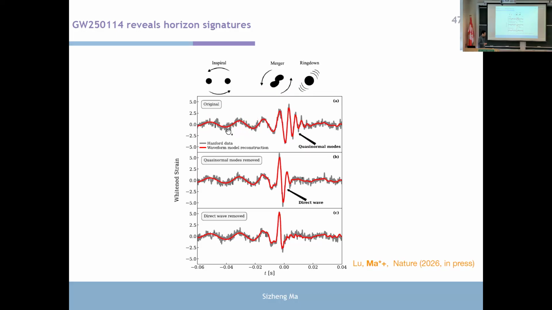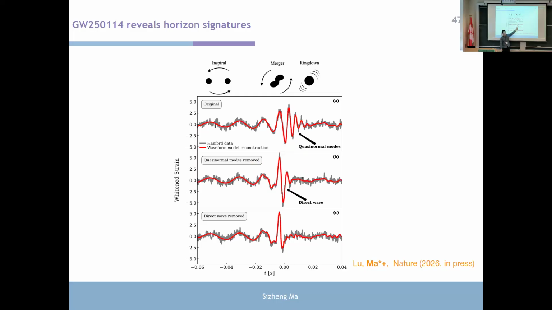Then we use some data analysis pipelines that we developed to subtract quasi-normal modes, and we obtain this middle panel. You can see that those quasi-normal mode cycles are basically gone. In the original signal, there are some quasi-normal mode cycles, but in the middle panel those cycles are basically gone, and we are left with this heartbeat-shaped pulse.